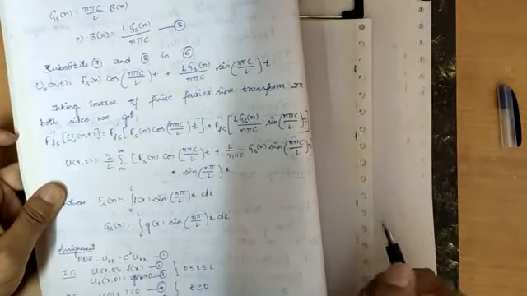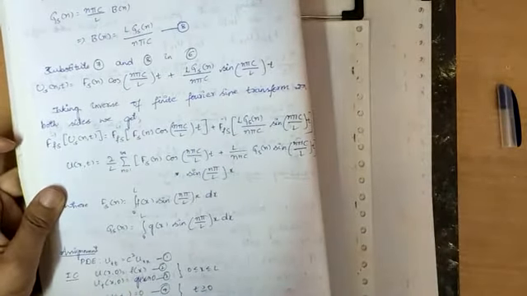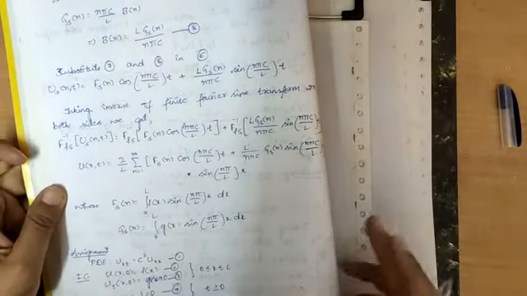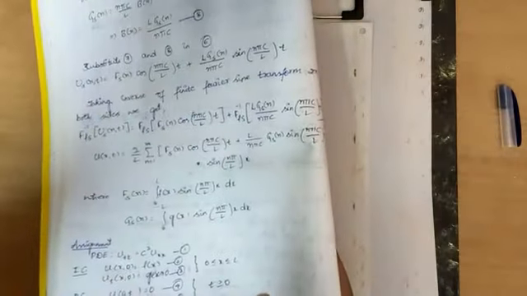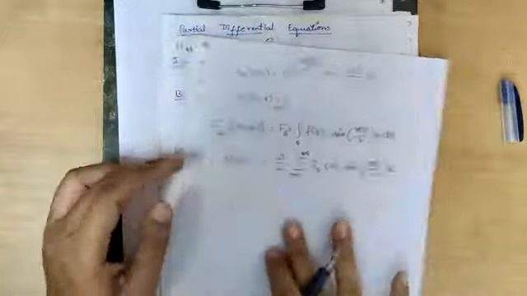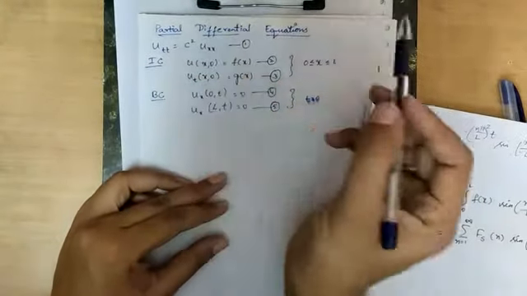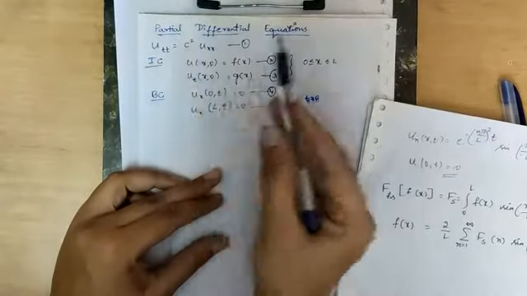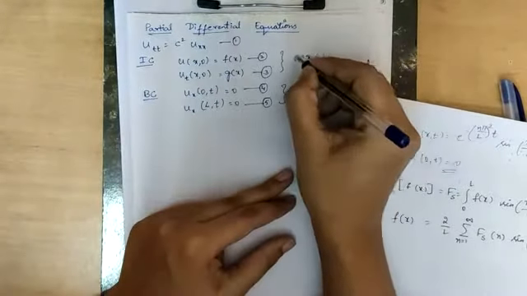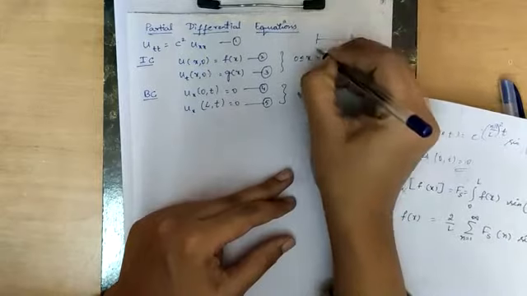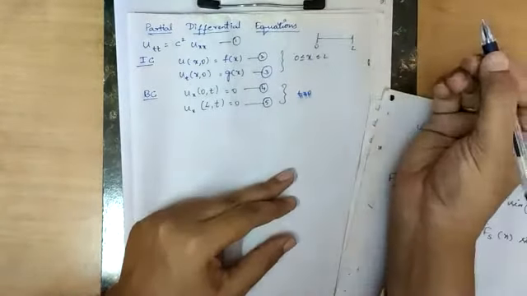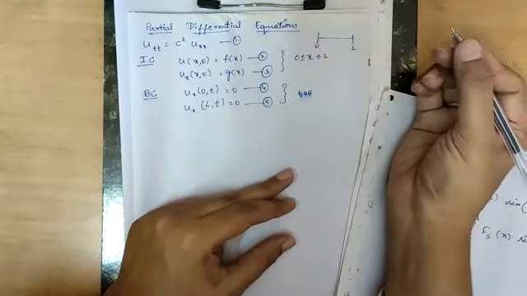Okay, so now we will solve the wave equation using the finite Fourier cosine transform. This is your problem. This is the wave equation, we all know that. This is the initial condition they have given, and your domain is set from 0 to L, which is nothing but finite values in your domain.